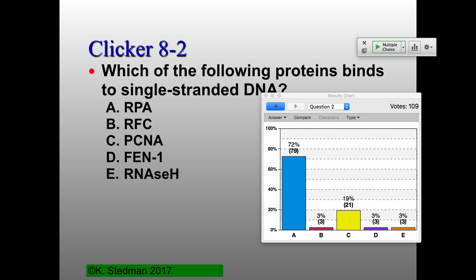So, yeah, but you do need to have it displaced in order to get the polymerization to happen. Okay, I need to select the correct answer here, otherwise all these people who got it right won't get points for it.